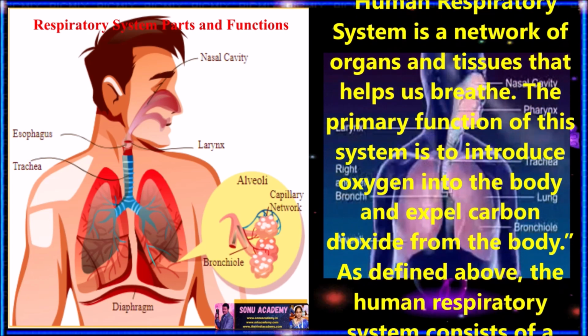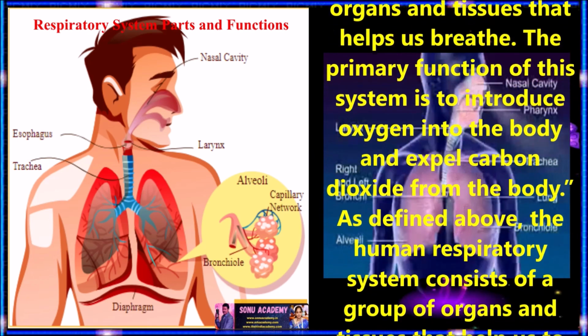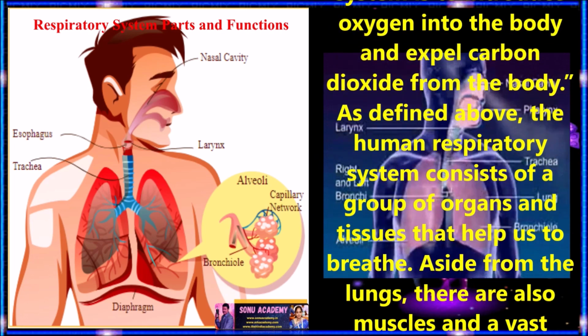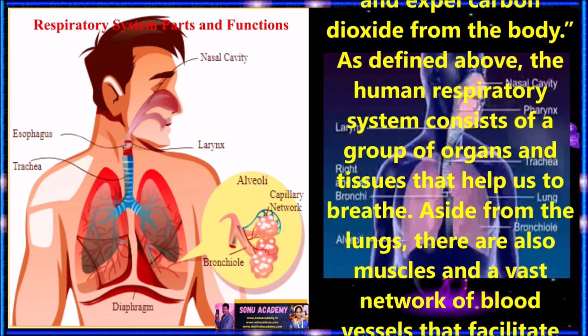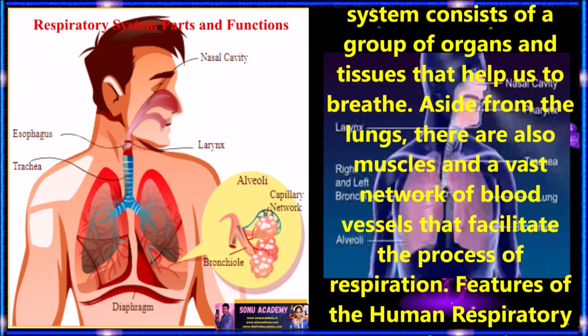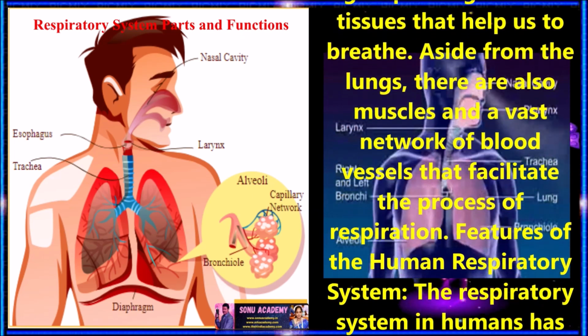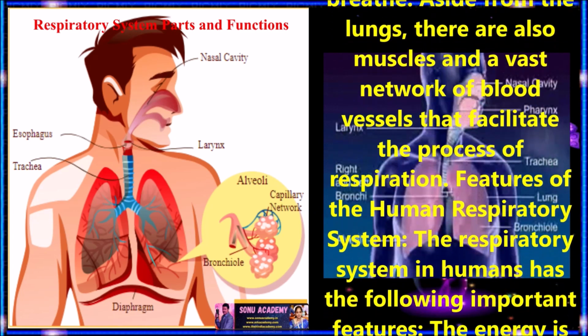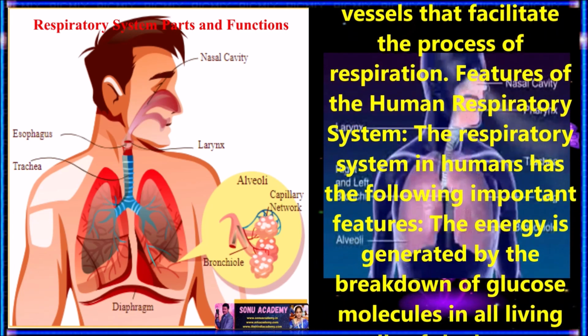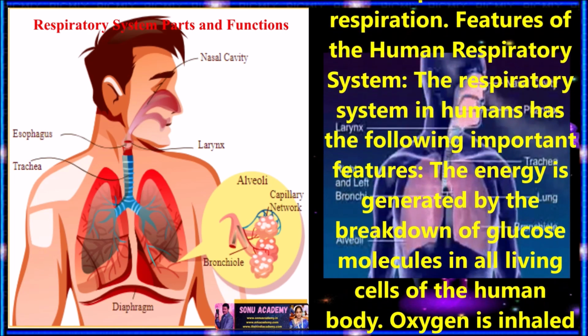As defined above, the human respiratory system consists of a group of organs and tissues that help us to breathe. Aside from the lungs, there are muscles and a vast network of blood vessels that facilitate the process of respiration. Let us see what those are. Features of the human respiratory system. The respiratory system in humans has the following important features.